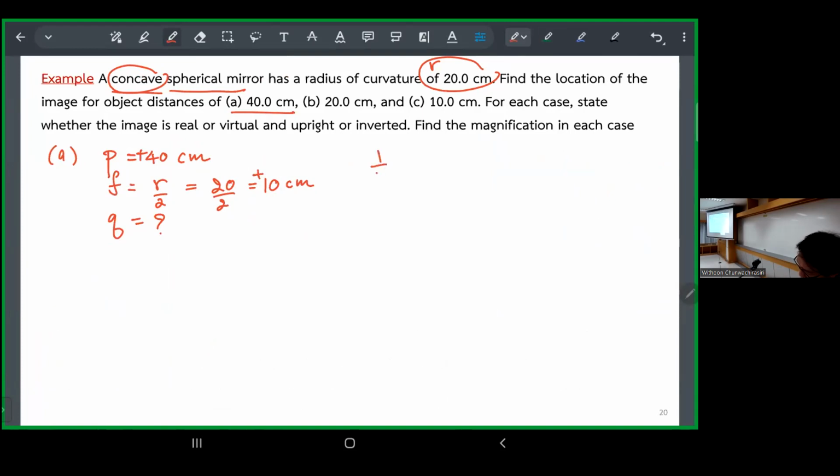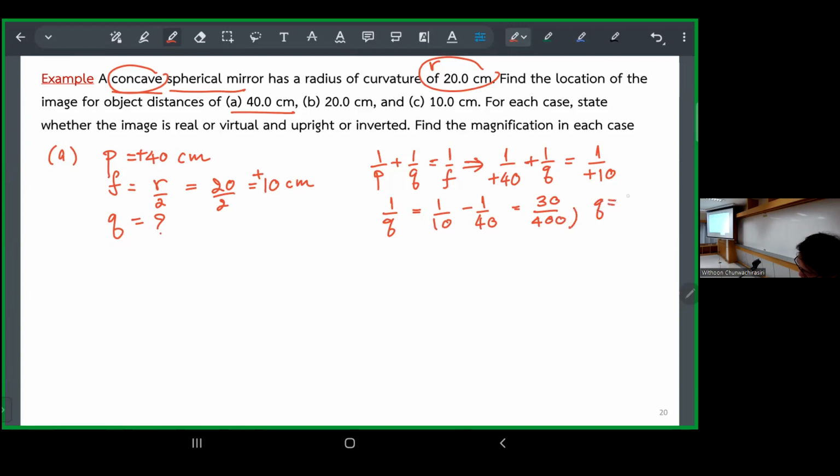So that's it. Try 1 over P plus 1 over Q equals 1 over F. Plug in the values you already know. It's 40. Let me omit the units. Just use centimeters. You don't need to convert them, because as long as you use the same units on all three terms, you are fine. Plus 1 over Q, that's what you want, equals 1 over F, which is 1 over 10. Let's do some calculation. It's going to be 1 over 10 minus 1 over 40. You do the calculation a little bit, and then don't forget to flip over: Q is 40 over 3.